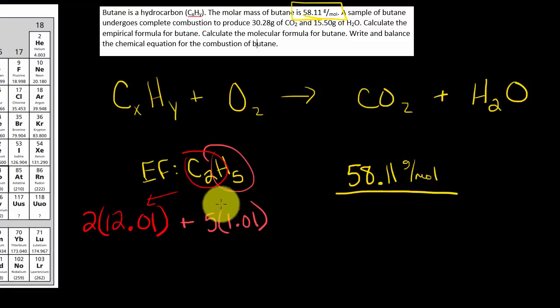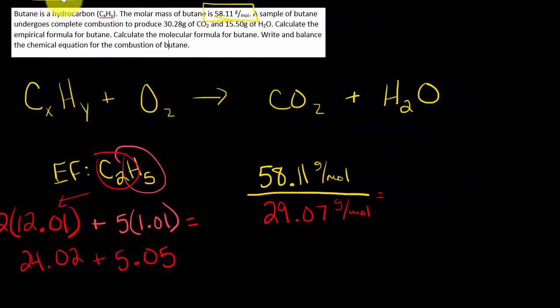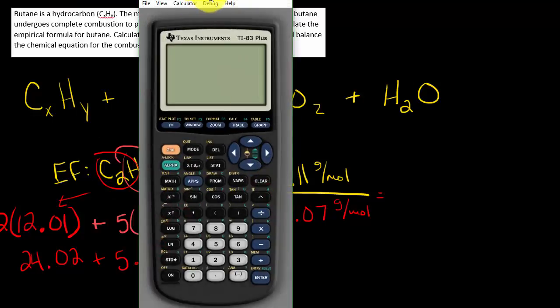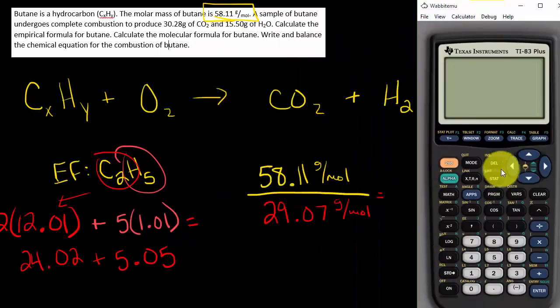So the molar mass of our empirical formula is 24.02 plus 5.05. So our grand total is 29.07 grams per mole. Now, do this division here, and I'm going to go ahead and pull out the calculator to show you our answer. But I think if you know you're supposed to get a whole number multiple, you can probably see what this is going to turn out to be.